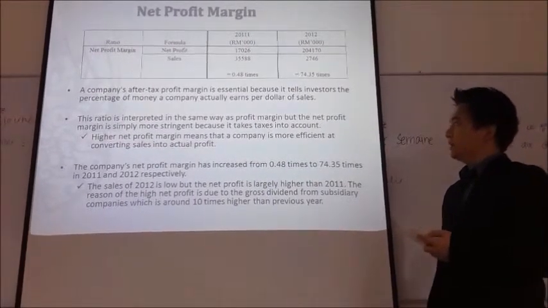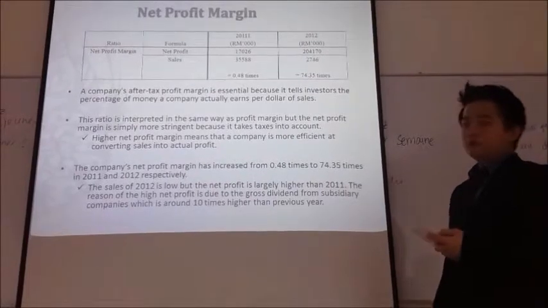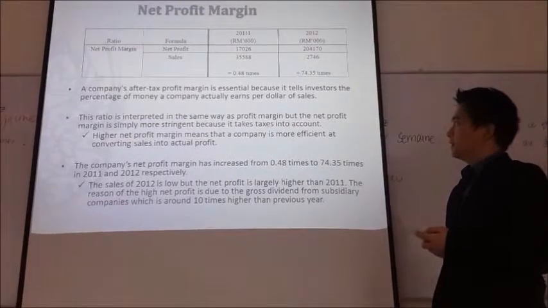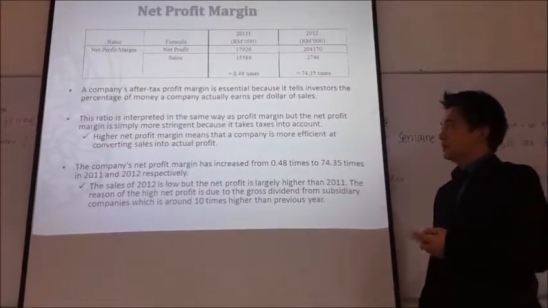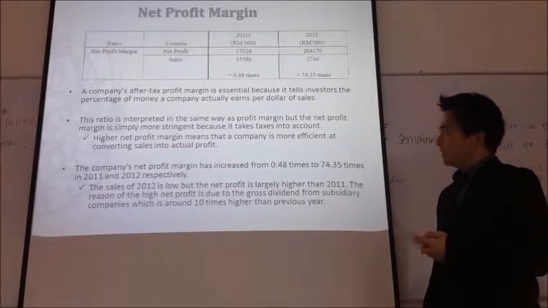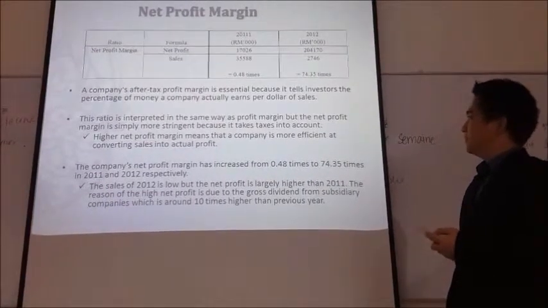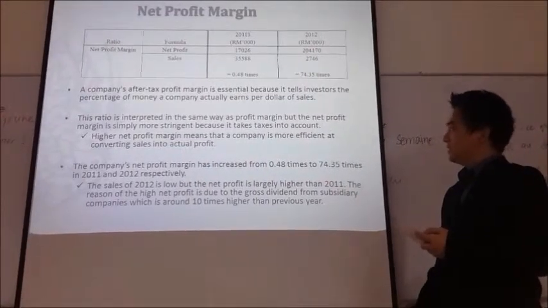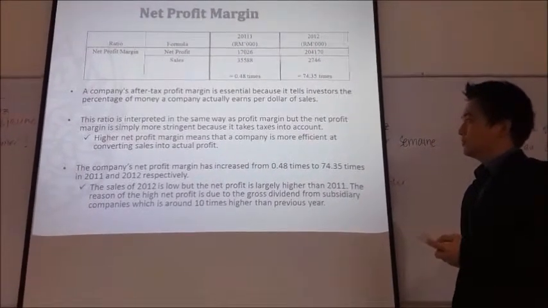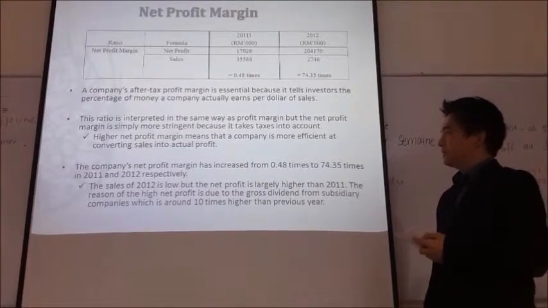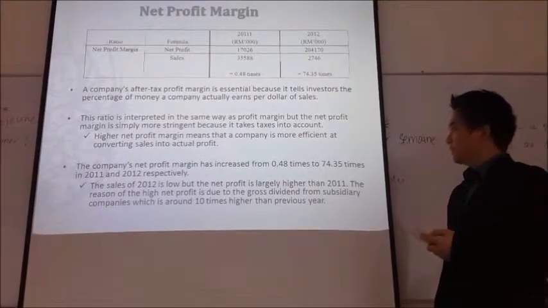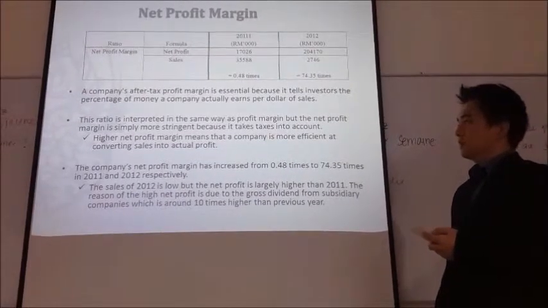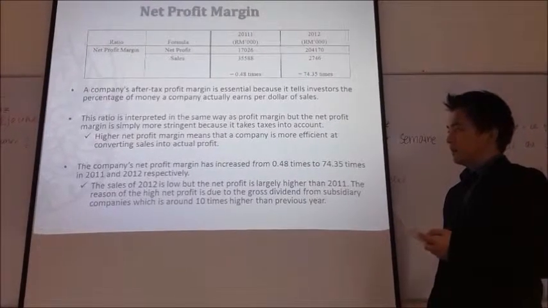Net profit margin. A company's after-tax profit margin is essential because it tells investors the percentage of money a company actually earns per dollar of sales. This ratio is interpreted in the same way as profit margin, but the net profit margin is simply more stringent because it takes tax into account. The company's net profit margin has increased from 0.48 times to 74.35 times in 2011 and 2012 respectively.